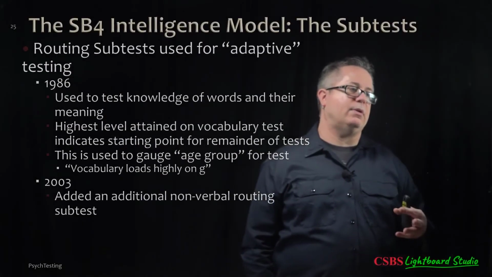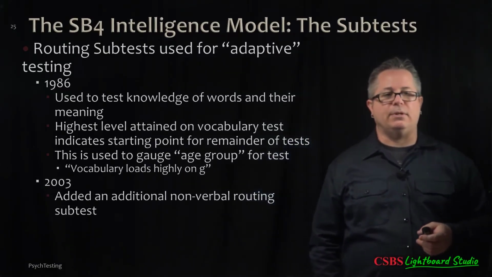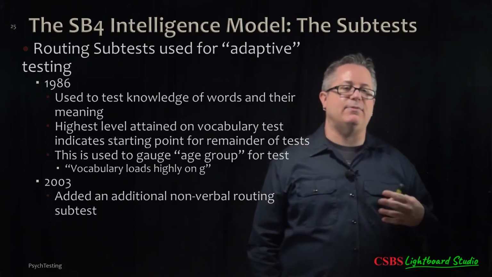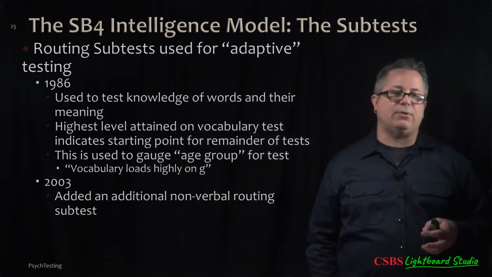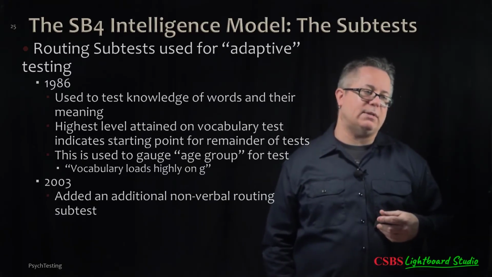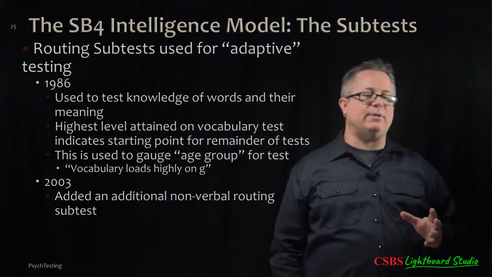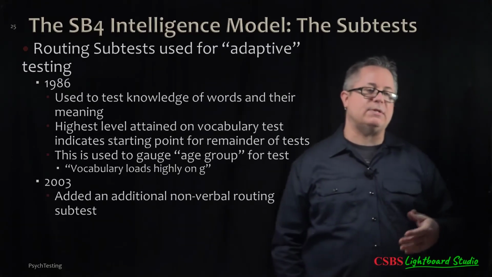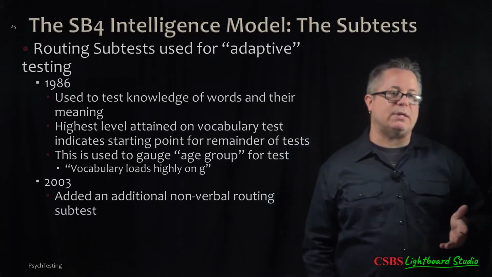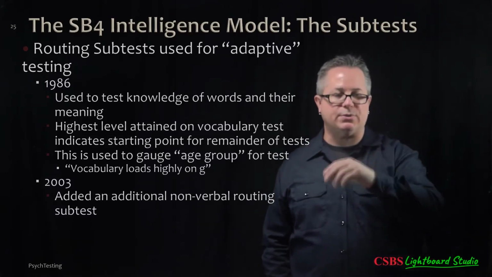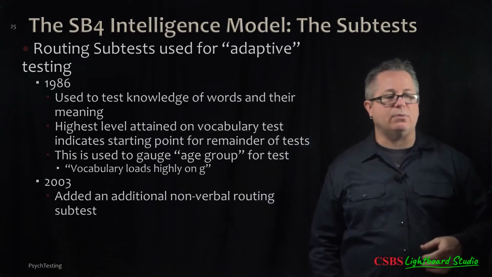So there are now a number of subtests as part of the Stanford-Binet 4. And they were routing subtests used for adaptive testing. In 1986, the vocabulary test was used to test knowledge of words and their meaning. The highest level attained on the vocabulary test indicates the starting point for the remainder of the tests. They were called routing tests because this isn't adaptive in the same way that I was talking about computer adaptive. It's adaptive in the sense that you basically took a pretest, which they call a routing subtest. How you scored on that test then told them where to start you in terms of the difficulty or the targeted age range, and then the rest of it went from there.